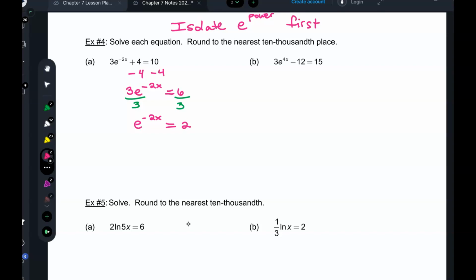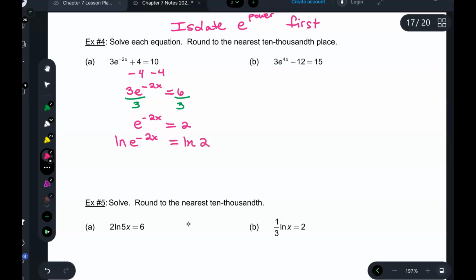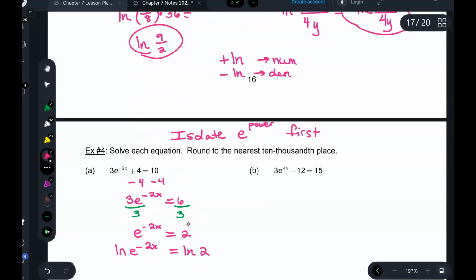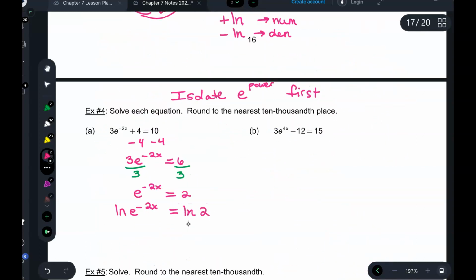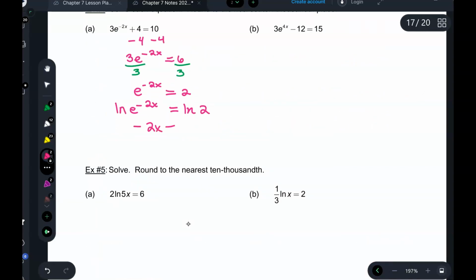Next, I want to get that exponent. So there's 2 ways I could do this. I can change this to logarithmic form, or I can take the natural log of both sides. It's the same process. What happens to the natural log of e? There's something I told you previously. What happens when I have natural log of e to a power? It's just going to be the exponent. Well, in this case, what's the exponent? So I just have negative 2x equals natural log of 2.